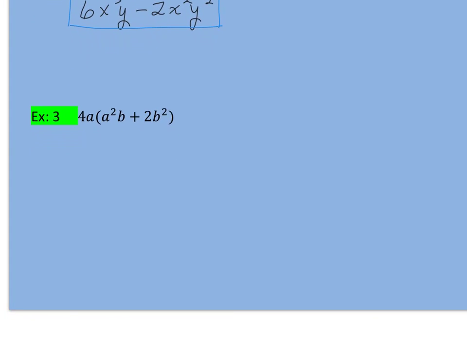Last one on this page, example 3. So you do this on your own, and we'll see how you do. Pause the video at this point, complete your solution to example 3, and then replay the video and see if your solution is correct.